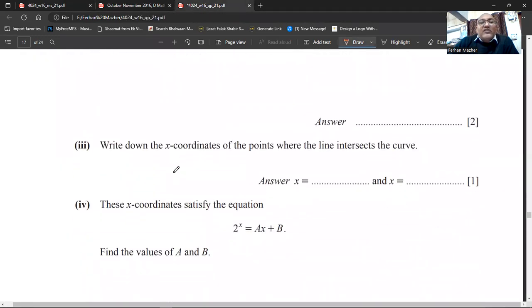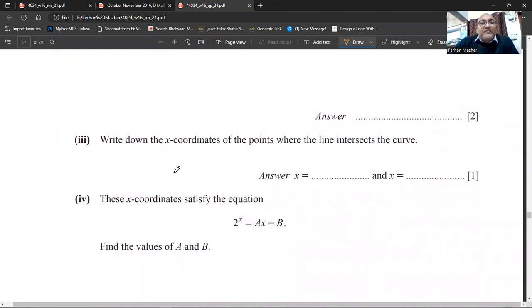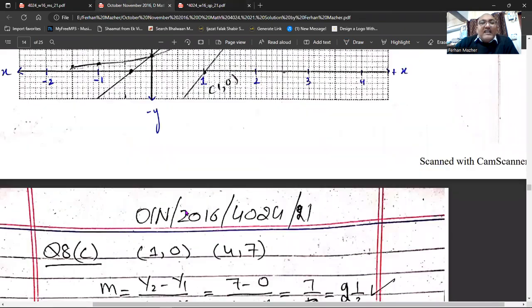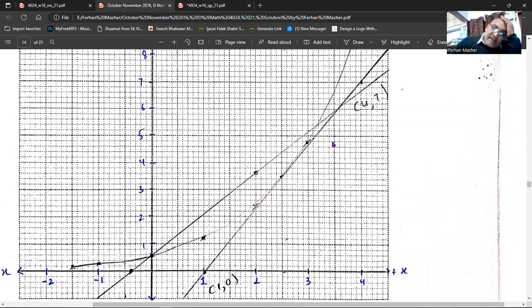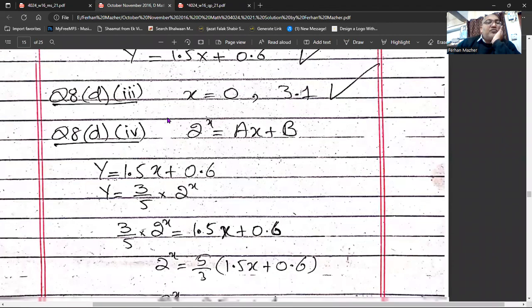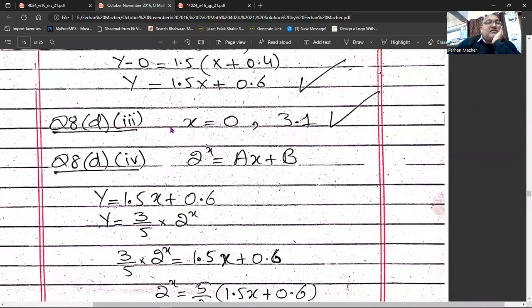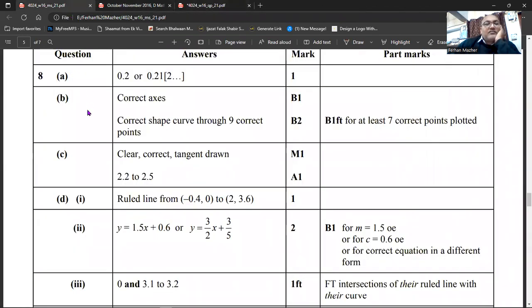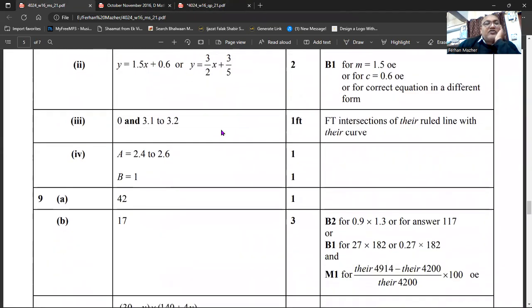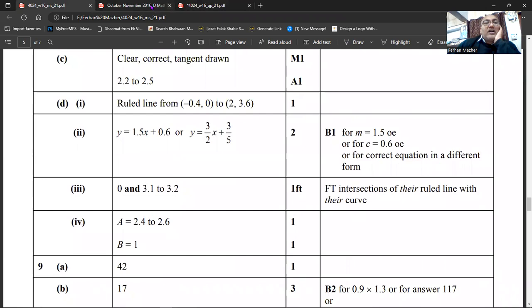And then it says write down the x coordinate of the point where the line intersects the curve. So where that line cuts the main graph, it cuts it here, and it cuts the main graph here. So you have to write down the coordinates of these 2 points, the 2 values of x. It cuts the graph at 0 and at 3.1. The x values of those points are 0 and 3.1. The answer is right.